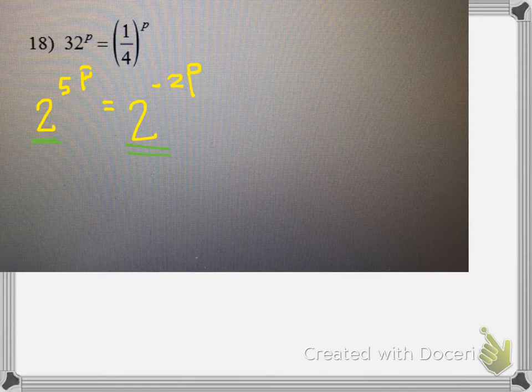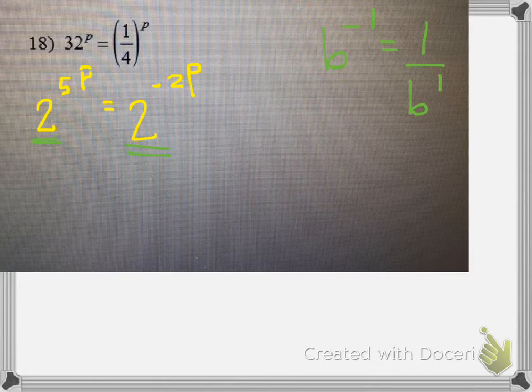Then I need to turn that 4 into a base 2. So 2 squared is positive 4, but if that 4 is in the bottom, you have to make it negative. I don't know if you remember the rule, the general exponent rule: a negative power, you put it in the denominator to make it positive.